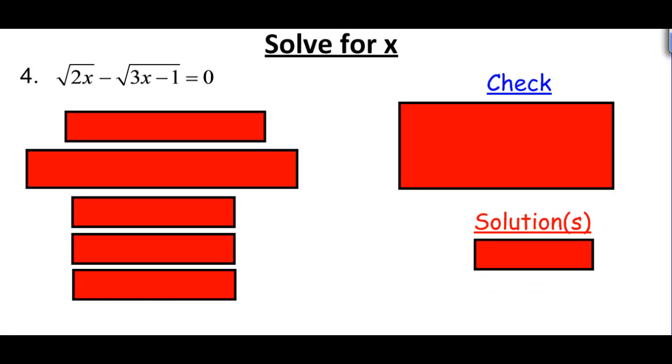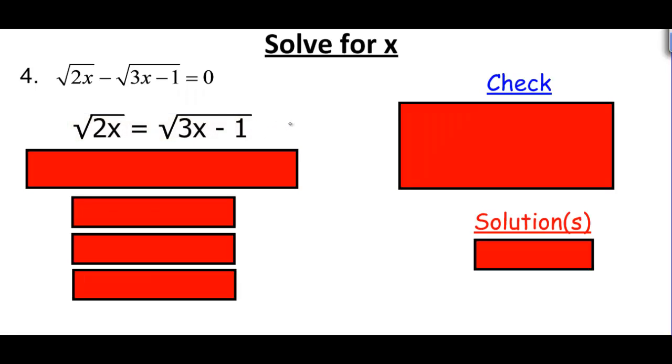So now I have another radical one, but this time I gave you two radicals, which makes it a little bit more difficult. Again, I told you to isolate the radical. Well, how do you do that when there's two? Well, what you want to do is split them. Put one on one side, one on the other. So what I'm going to do is add root 3x minus 1 to both sides.